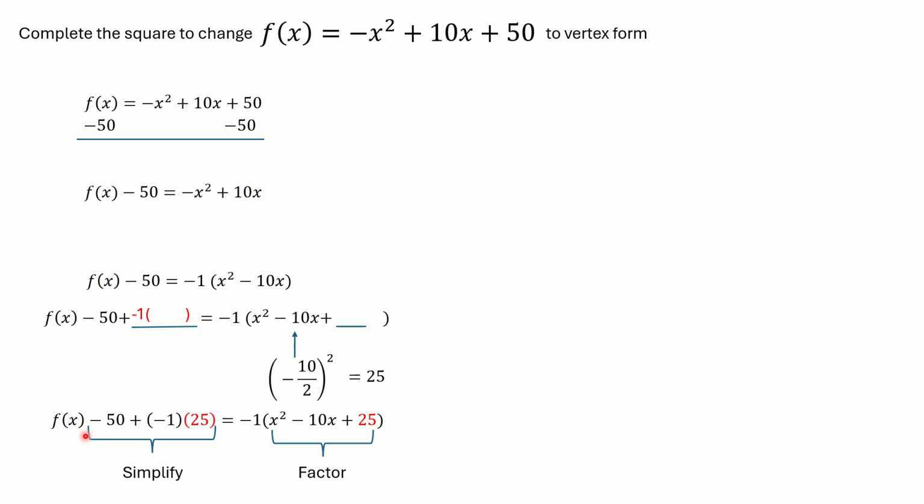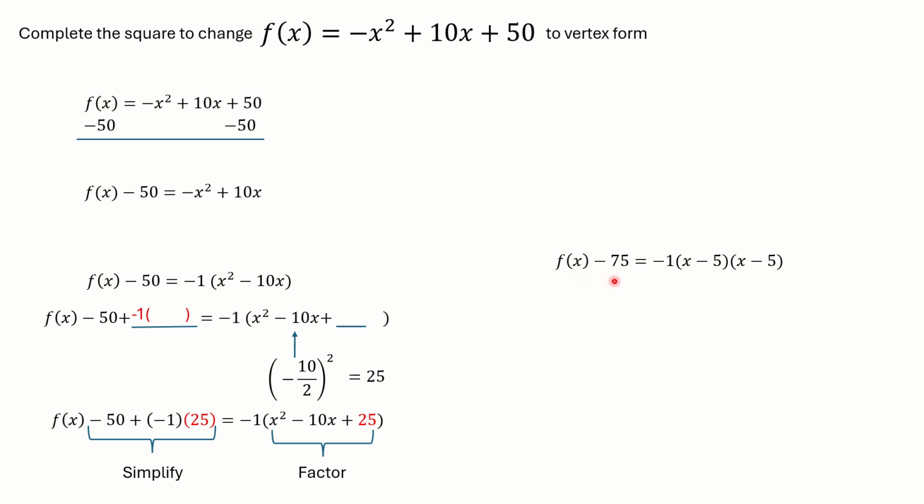And now we're just going to simplify. On the left side of the equation, we're going to do this -50 plus -1 times 25. And on the right side of the equation, we're going to factor this trinomial that's now in the parentheses. And because we picked this perfect magic number 25, we're going to be able to factor it into matching binomials. So it turns into this equation up here.